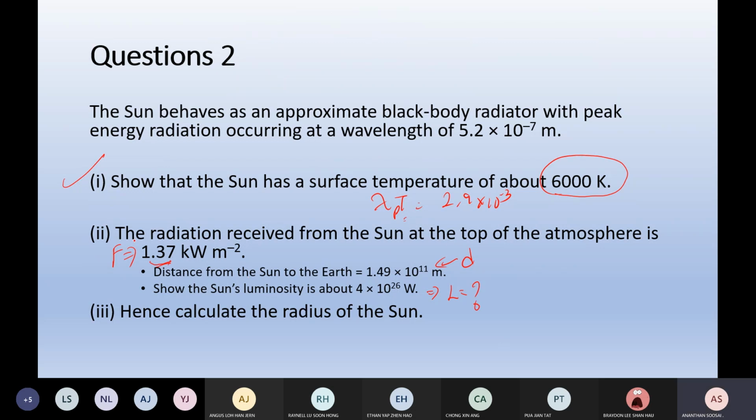So which formula comes to your mind? Of course, the flux equation again, right? Flux equals luminosity over 4 pi d squared. So you know the flux, you know the d. Yes, d is given. You can find the luminosity. Just get which formula to be used; I don't need to calculate. So first is Wien's law, second is the flux formula.